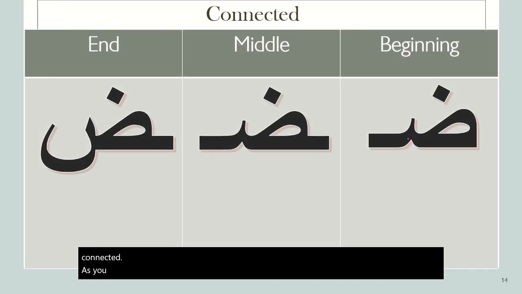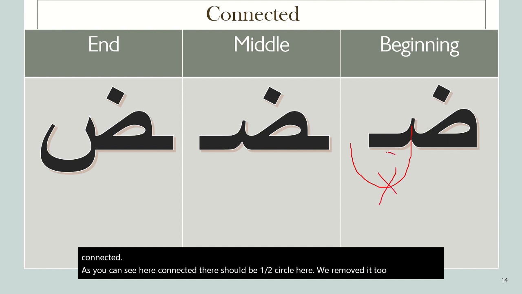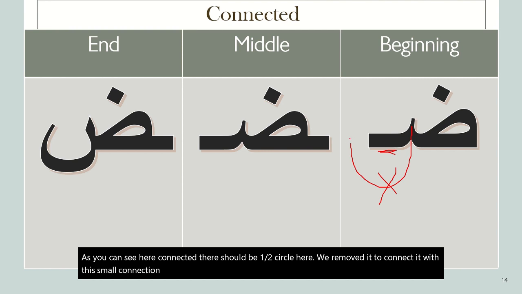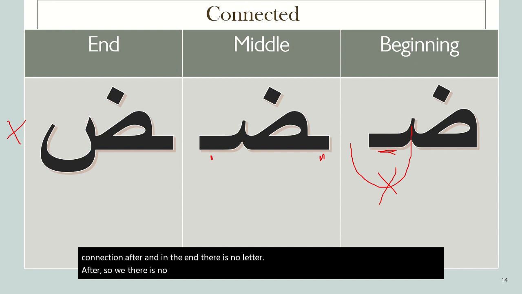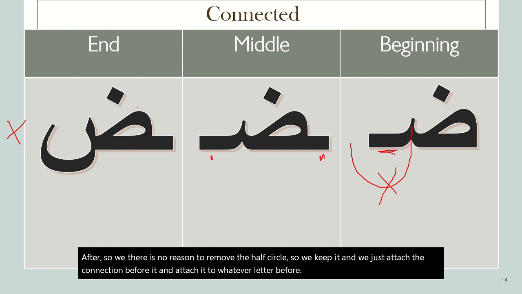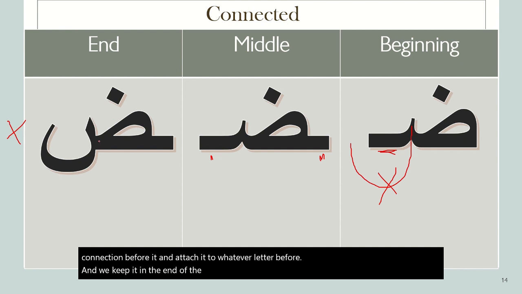As you can see here, connected, there should be a half circle here. We removed it to connect it with this small connection to whatever letter after. In the middle, there is a connection before, a connection after, and in the end, there is no letter after, so there is no reason to remove the half circle, so we keep it, and we just attach the connection before it and attach it to whatever letter before, and we keep it in the end of the word as if it's isolated, only with a little connection.